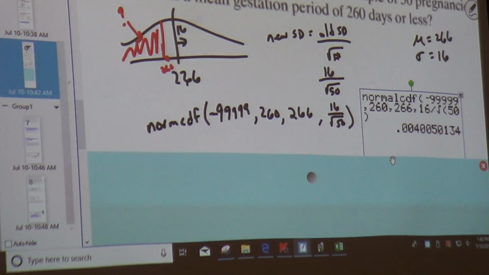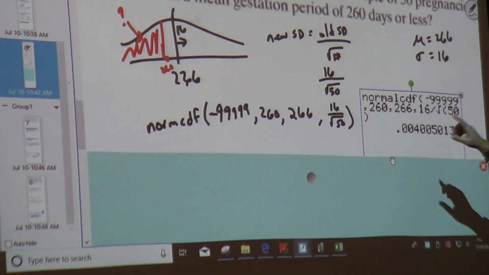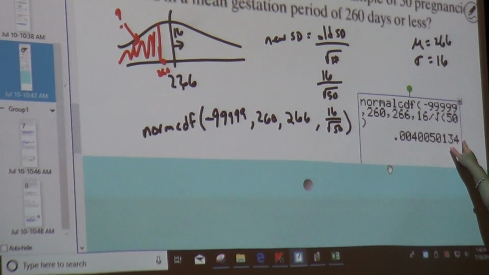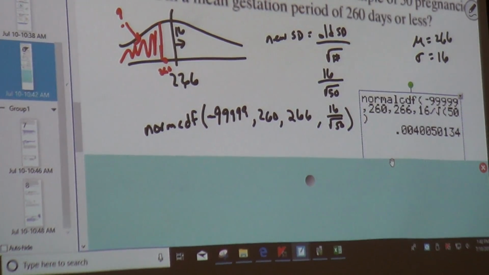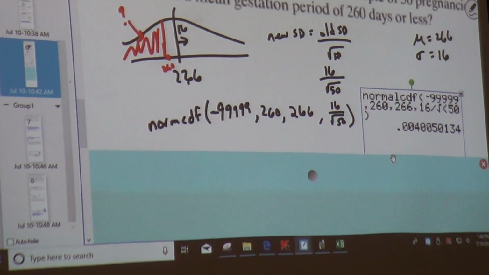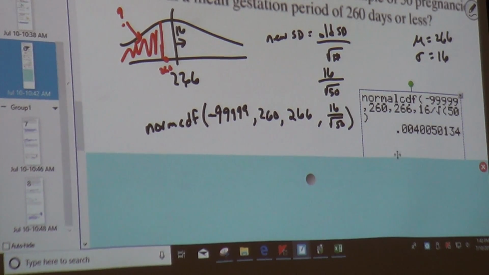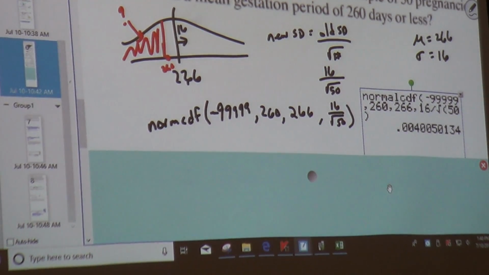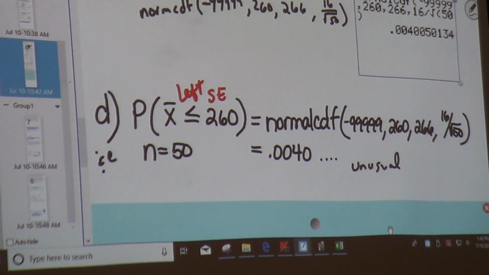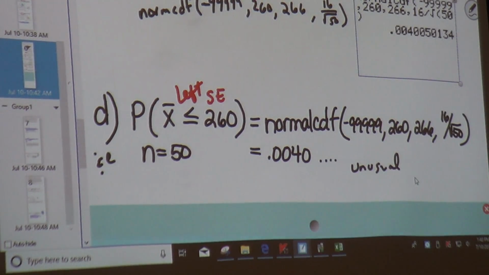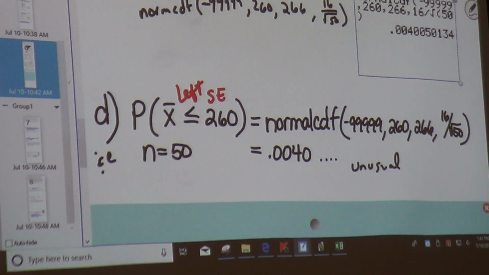Now, the next one says, what can you conclude? So this was part D. There's my answer for part D. What can you conclude? Is it going to be normal or not normal? Is it going to be usual or unusual? Unusual. Why is it unusual? Because it's less than 0.05. So it is unusual because it is less than 0.05.